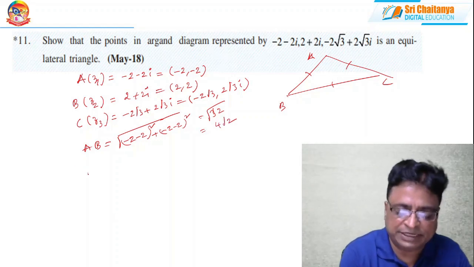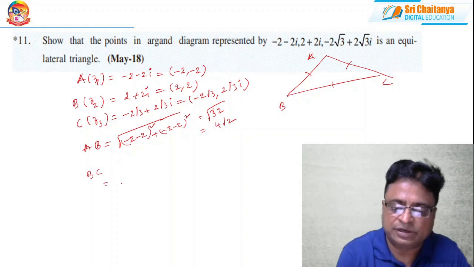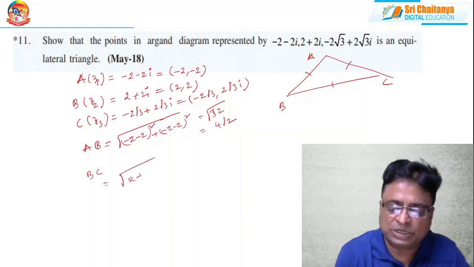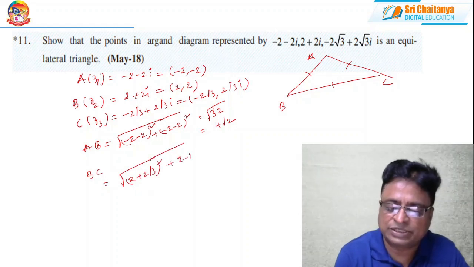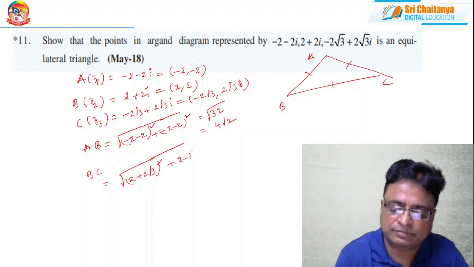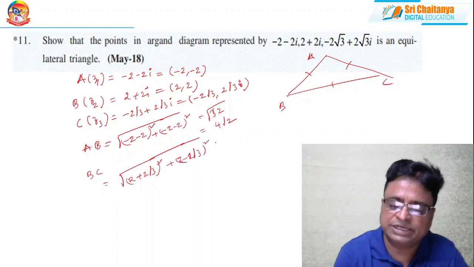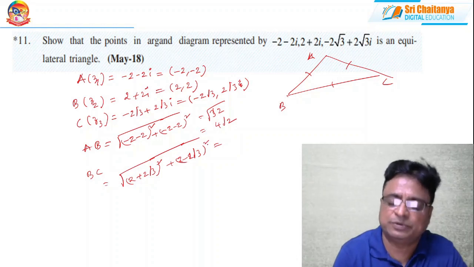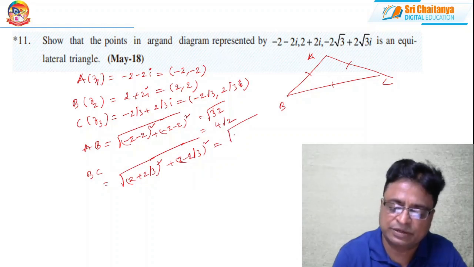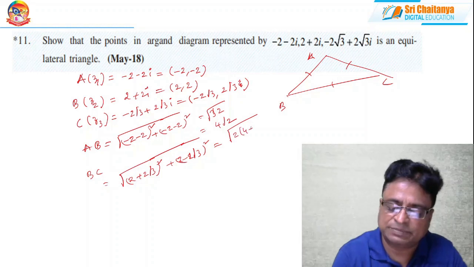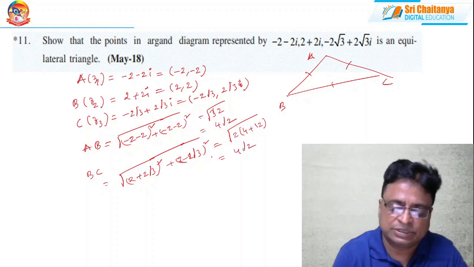Similarly, you find BC. You will get 2 plus 2 root 3 whole square plus 2 minus 2 root 3 whole square. Here it is in the form of a plus b whole square plus a minus b whole square. That is 2 into root of a square plus b square. That is 4 threes are 12. Again this is 4 root 2.